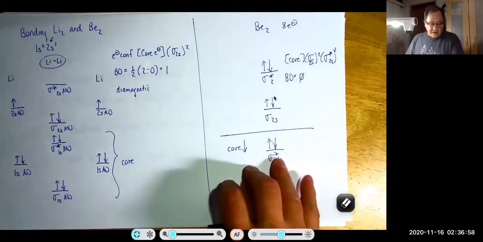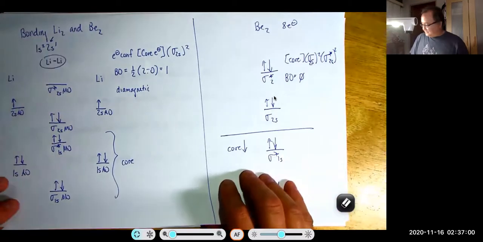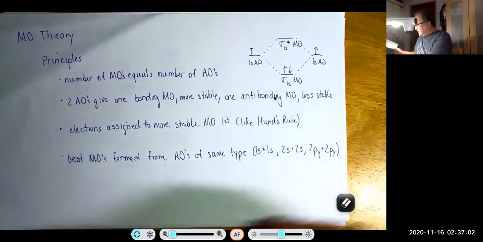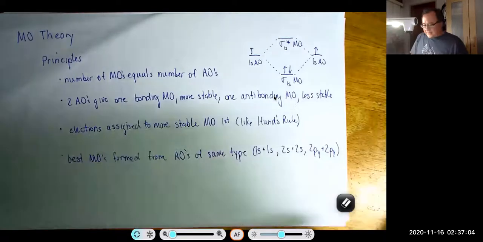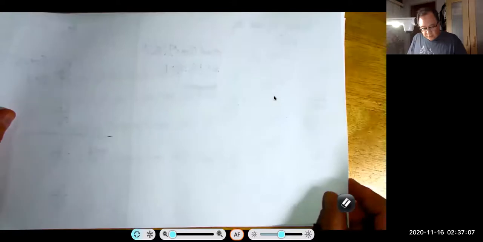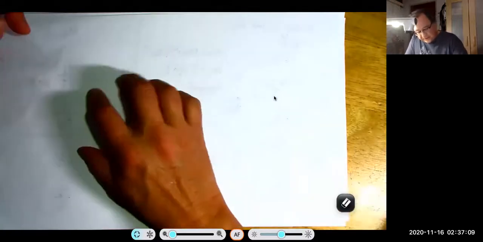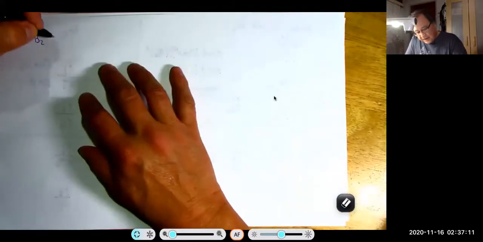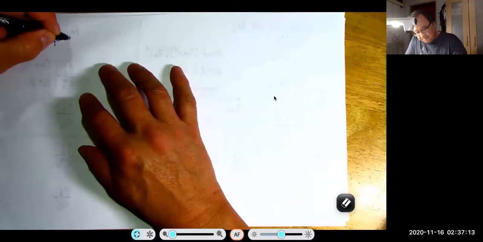All right, so that's bonding in Li2 and Be2. Now, if you remember, I said that one of the problems was that B2 is paramagnetic. What does the MO diagram look like for B2?